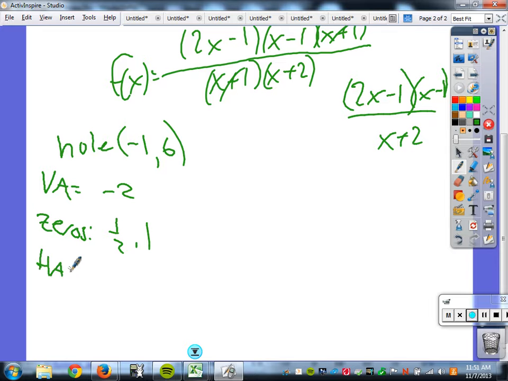horizontal asymptote, slash slant, slash oblique. I think in the book they kept calling it slant. I think oblique is what I'll call anything that's not a horizontal.